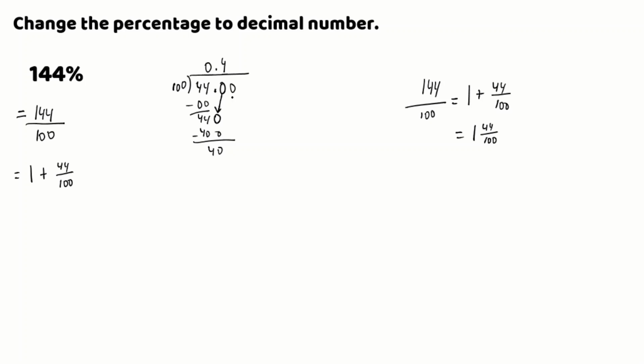And we're going to add a 0 again, bring down that 0 and change my 40 into 400. And 100 goes into 400 4 times. 4 times 100 is 400. 400 subtract 400 would give us 0. So my fraction 44 100ths is now 0.44. And when added to my whole number of 1, this will equal 1.44.